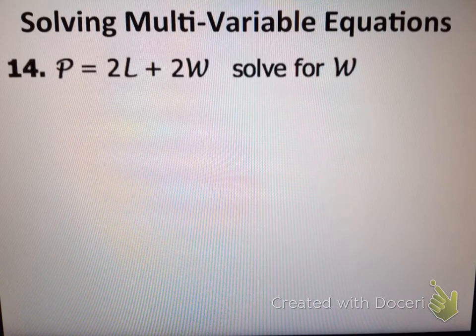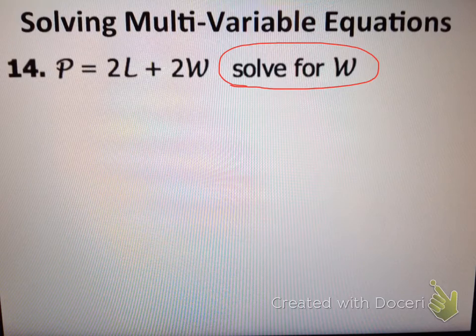With number 14, we're getting just a little bit more complicated. Number 14 asks us to solve for w, so we're looking to get w all by itself. What I want you to notice is that we have P is equal to 2 times L plus 2 times W. There's one step that we can use to get rid of both of these 2's, and that's simply to divide on both sides by 2.